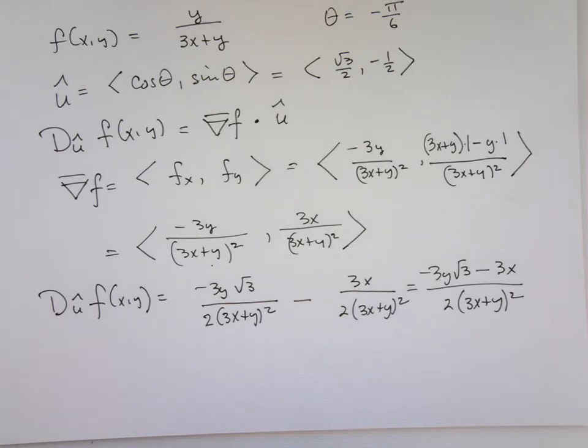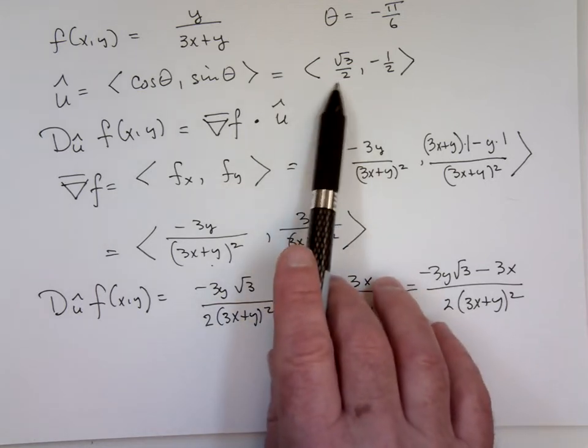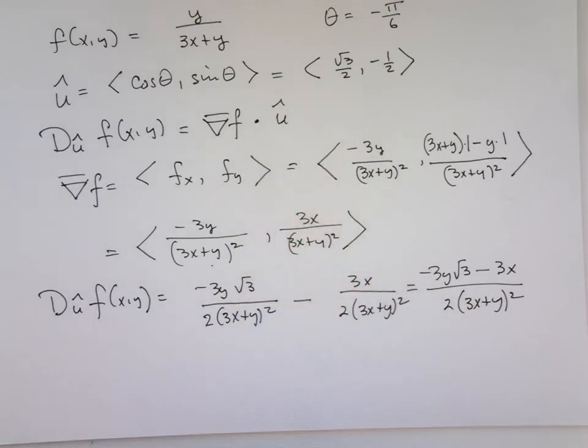Wait, where did the square root of 3 come from there? That square root of 3 came from back here, the cosine of theta. Yeah. Did it come out okay? Yeah. Good. All right, any other questions at all?